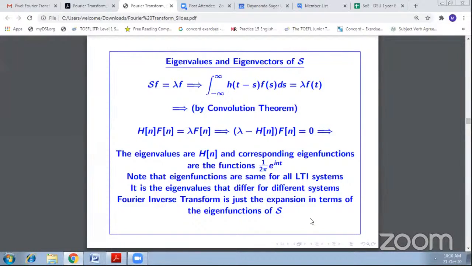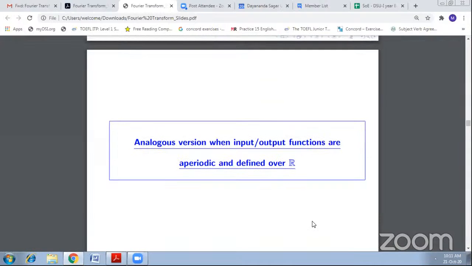outputs in the system. So it is eigenvalues that differ for different systems, because eigenvalues are given by the impulse response. The impulse response will be different for different systems. Therefore, it is the eigenvalue that is different, but the eigenfunctions are all the same for all LTI systems. No matter what LTI system you take, the eigenfunctions will be the same. The corresponding eigenvalues will be different. And as I said, the Fourier series is just the expansion. Yes, next slide, please. I can go through this fast.